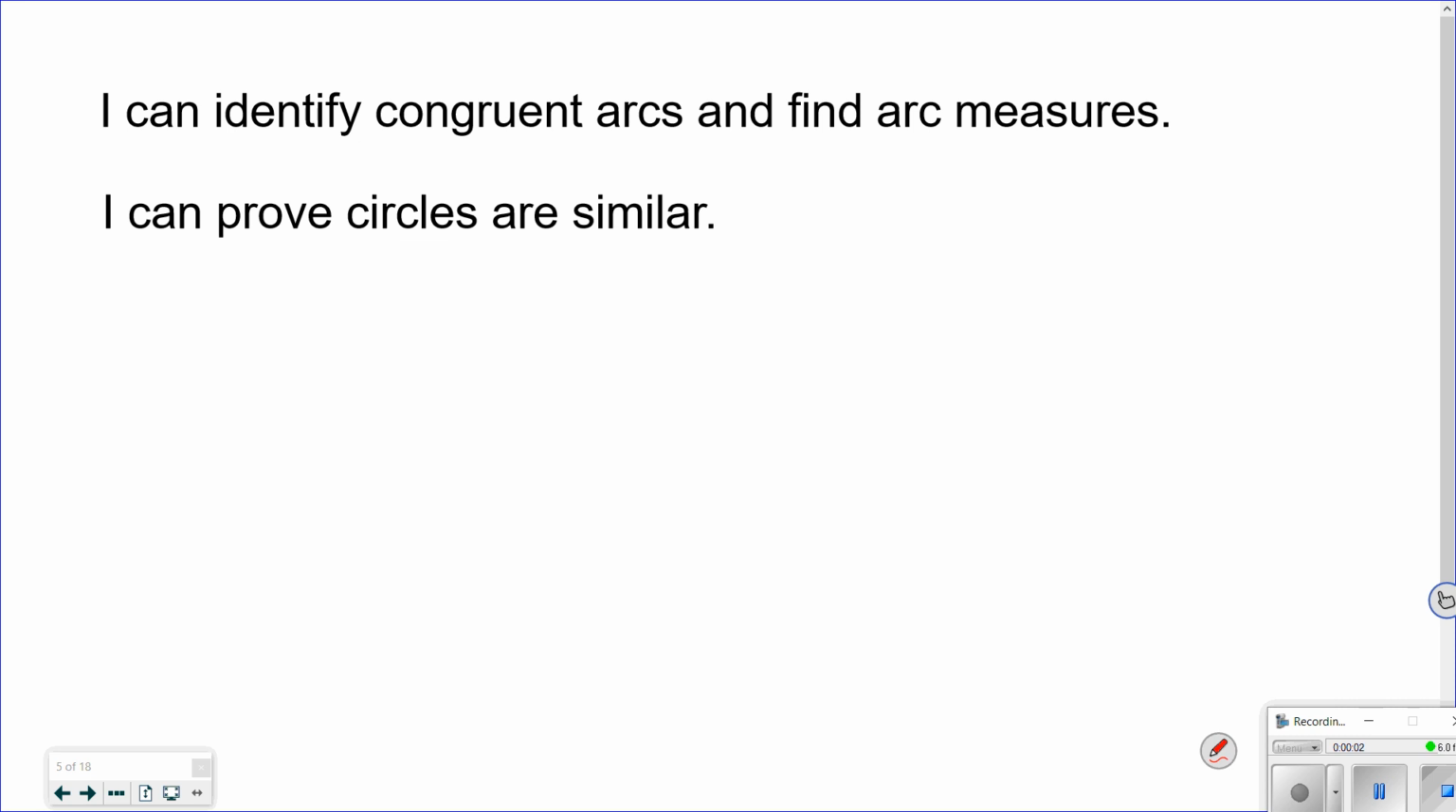All right, we're going to go through 10.2 today. So our learning goals for 10.2, we have two of them. The first one is identify congruent arcs and find arc measures. The second one is I can prove circles are similar. That second one we've actually kind of already talked about. I think we already talked about ways we can prove circles are similar, but we'll review that. Make sure we all remember what we talked about back in chapter 8.